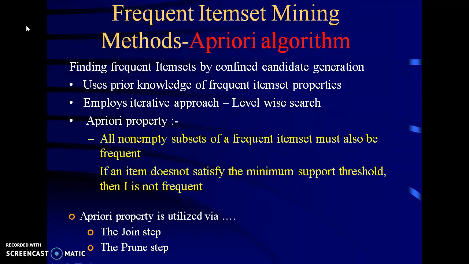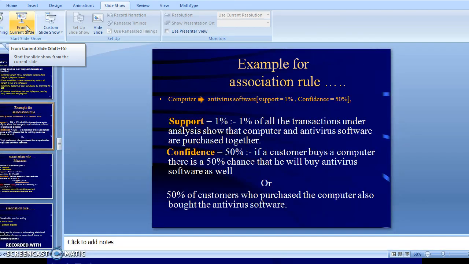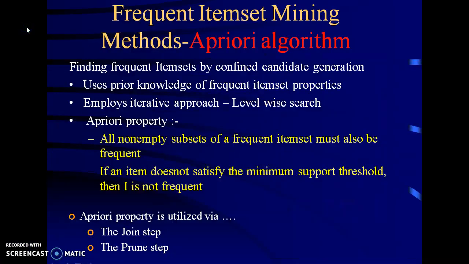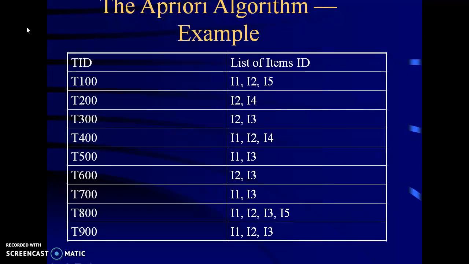Likewise we said in the previous slide also, if an item set does not satisfy the minimum threshold, then it is not a frequent item set, because we have set a threshold. It has two steps, a join step and a prune step.